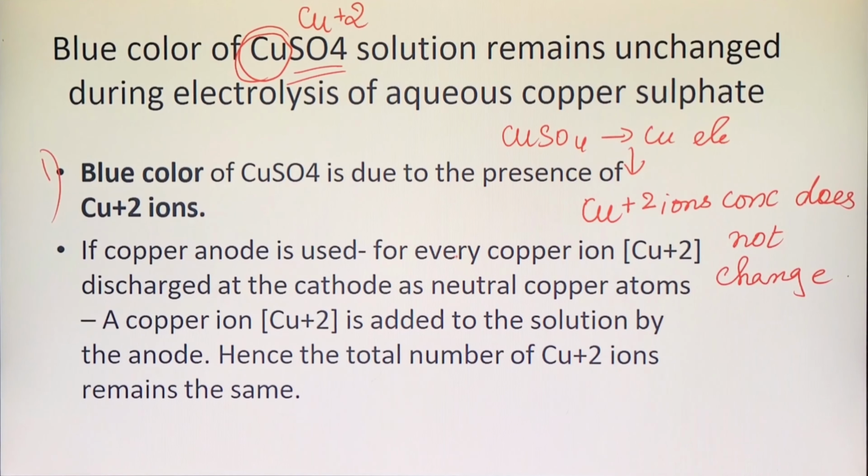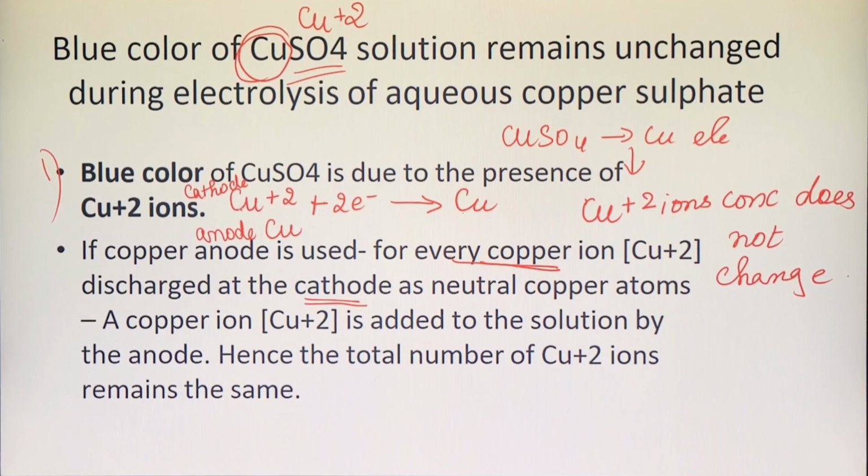Now, please look at this sentence very, very carefully. For every copper ion that is discharged at the cathode, we know at the cathode, what is happening, children? Cu2+, it is getting discharged. What's the meaning of the word discharge? It is getting neutral. Clear? At the cathode, my cation wants to get discharged. So Cu2+ plus 2 electrons becomes Cu. So for every copper ion that is discharged at the cathode, a new copper ion is formed at the anode. Agreed.